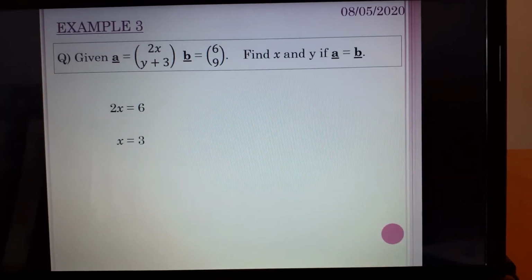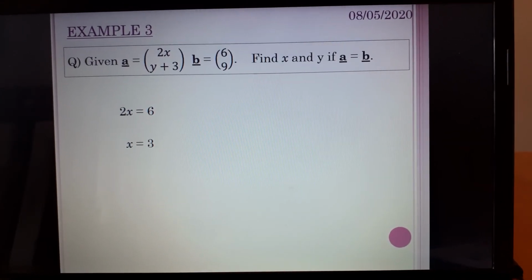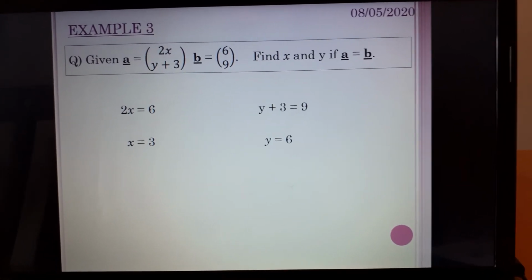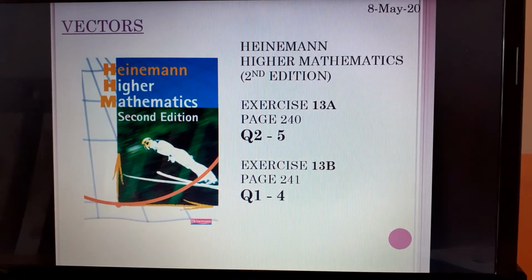That's simple. Do the same with the 2 lower components. y plus 3 must be equal to 9. So y is equal to 6. And that's very, very simply how you would do that.